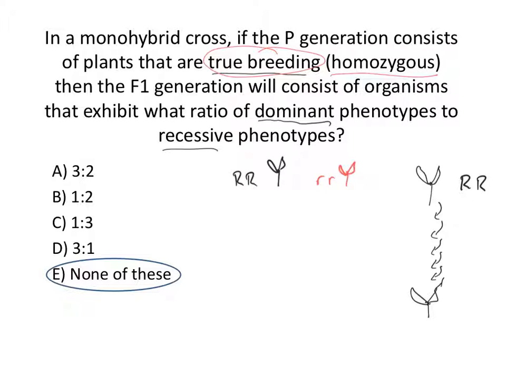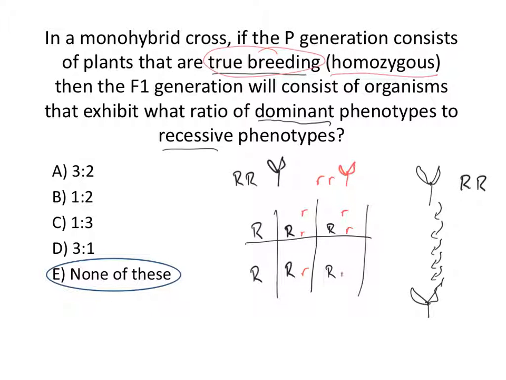If we do the cross, what we find is that, let's set up the Punnett square. So the 2 alleles from the red plant are small r, and then here we've got large R, capital R. Okay, we set up our Punnett squares here, and so we end up with the dominant alleles being present in all of the offspring, as well as the recessive.